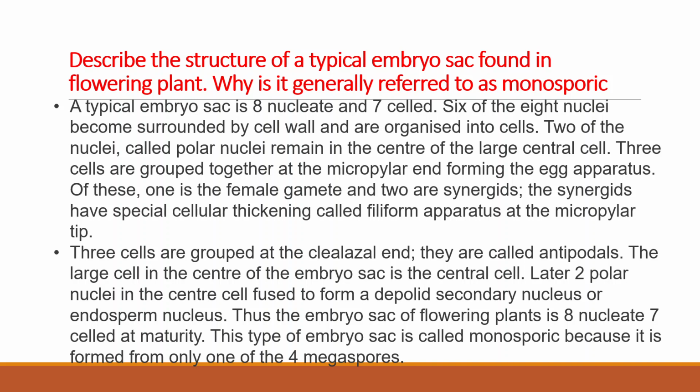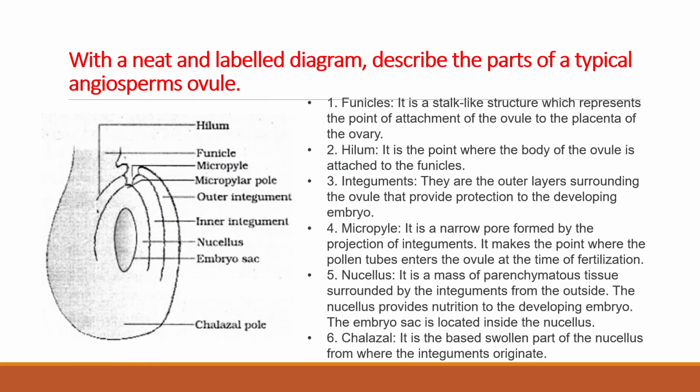3 cells are grouped at the chalazal end. They are called antipodals. The large cell in the center of the embryo sac is the central cell. Later, the 2 polar nuclei in the central cell fuse to form the diploid secondary nucleus or endosperm nucleus. Thus the embryo sac of flowering plants is 8 nucleated and 7 celled at maturity. This type of embryo sac is called monosporic because it is formed from only one of the 4 megaspores.